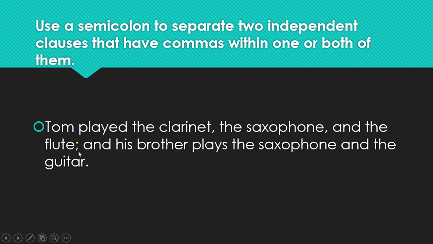Now, you might think to yourself, well, do we really need to have this "and" there? Because, you know, that's a conjunction. And didn't we say this takes the place of the conjunction? Personally, if I was going to write this, Tom played the clarinet, the saxophone, and the flute, I would get rid of this and then just put the semicolon there and say his brother plays the saxophone and the guitar. That's what I would do.